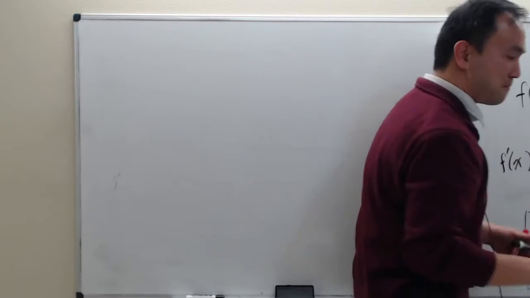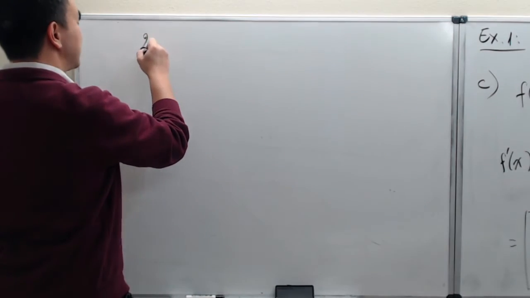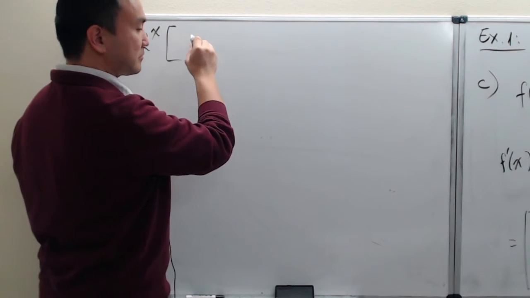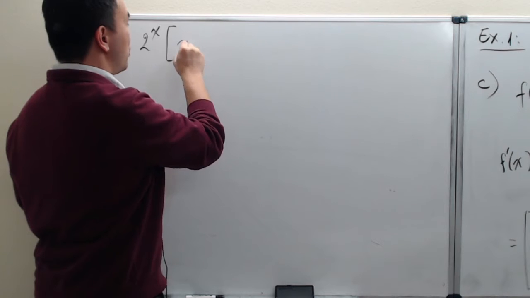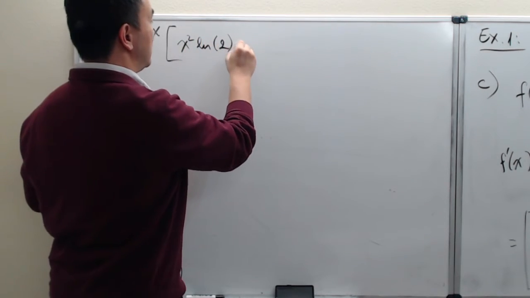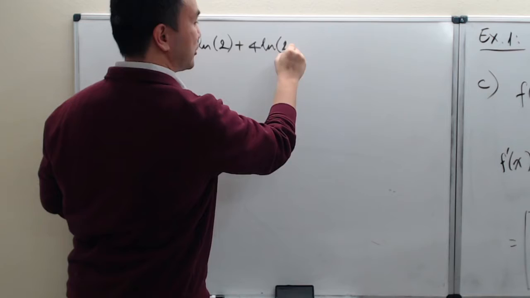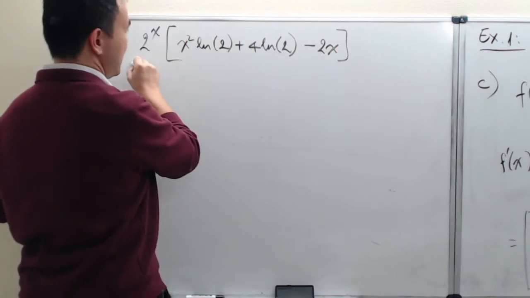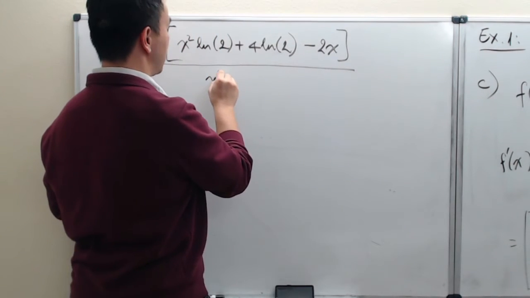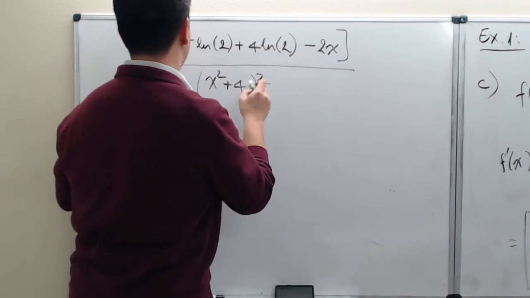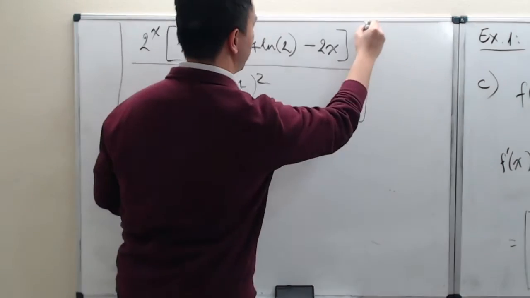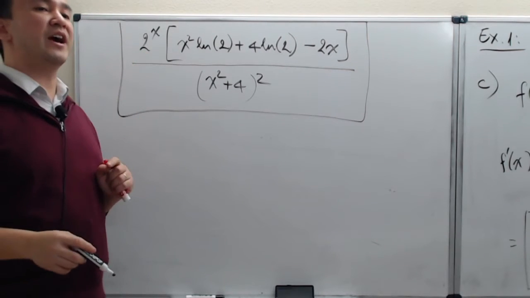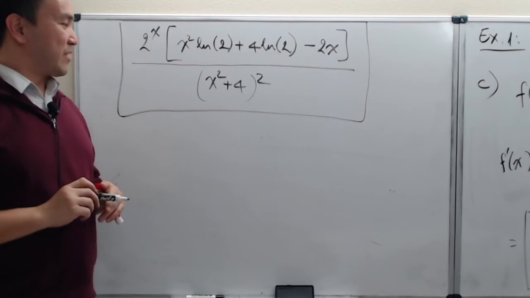And so now I can factor out 2 to the x, and everything in my parentheses becomes x squared natural log of 2 plus 4 natural log of 2 minus 2x. And that's about all we can do. And we're dividing that by x squared plus 4 all squared. But really this is about the best we can do. We can't really cancel anything. The only thing we did was to factor out that common factor 2 to the x. And that's about all there is.